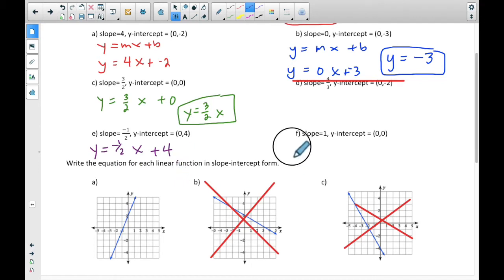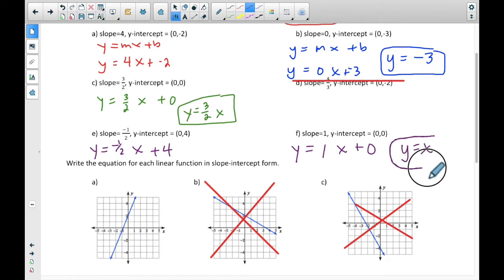All right, last one in this section. So y equals blank x plus blank. Our blank here is actually 1, and our blank here is actually 0. So again, I could leave it like that. There's nothing wrong with it. I could call it y equals x, or I could call it y equals 1x. The most simplified version of that is y equals x, so that's what I'm going to do.